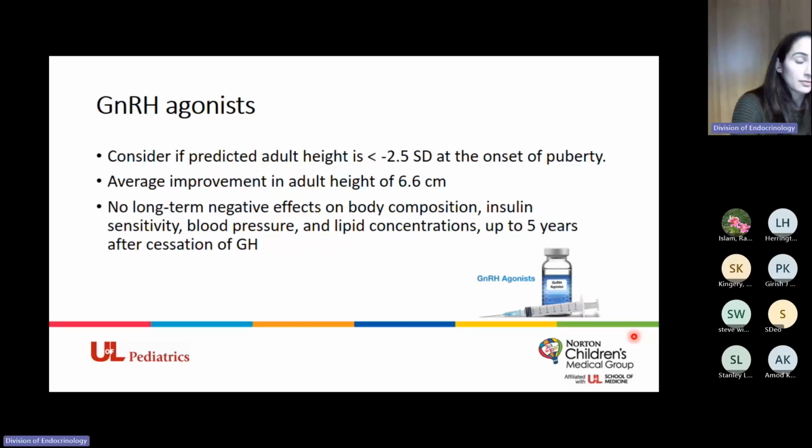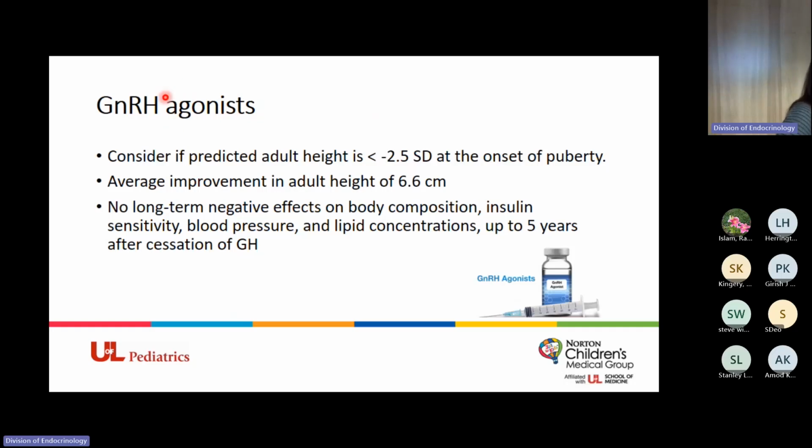So GnRH agonists, or Lupron, which is what we use to treat precocious puberty, can actually be considered and added. Mainly when the predicted adult height is going to be below minus 2.5 standard deviations at the onset of puberty. So that's why we want to get a bone age. With the bone age, we're able to calculate their projected height. And if it looks like the projected height is going to be too low, we can add GnRH agonists.